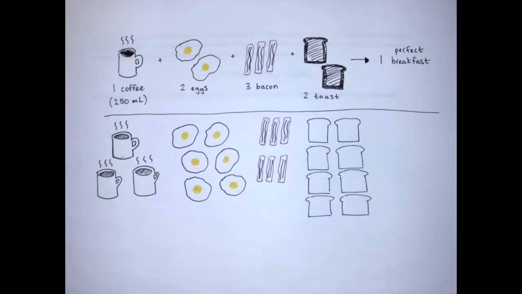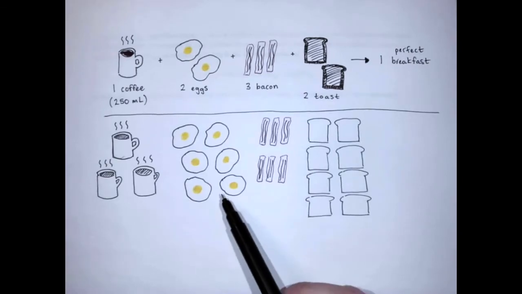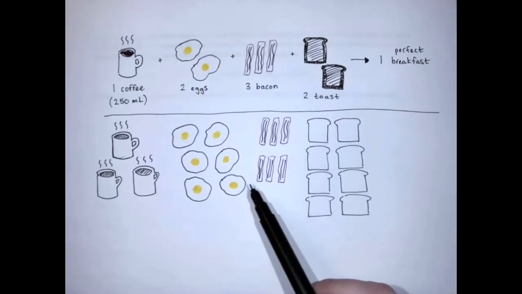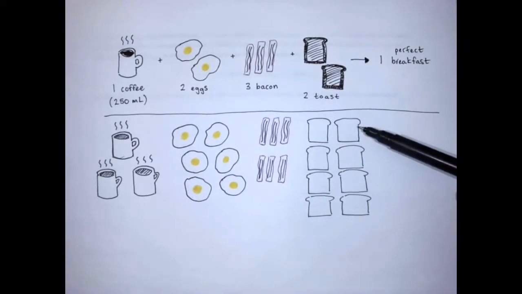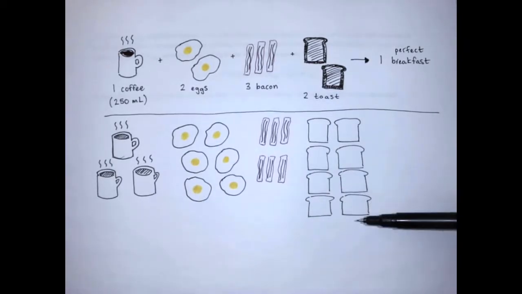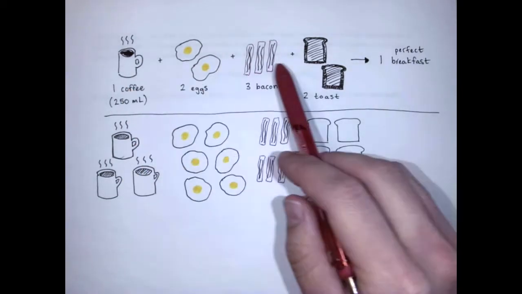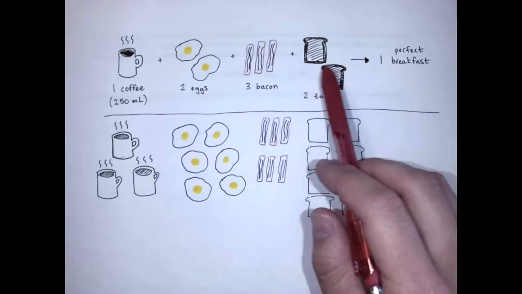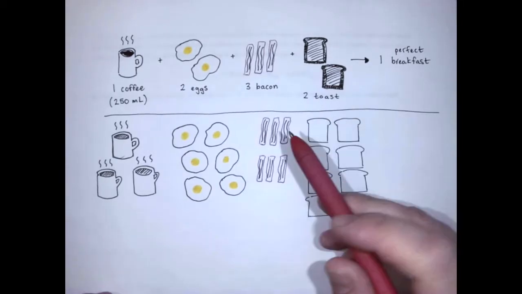So we see that you have enough coffee to make 3 cups of coffee. You've got 6 eggs, 6 pieces of bacon, and 8 pieces of toast. So let's see how many perfect breakfasts you can make. Now we have to take these items and apply them into this equation to make a perfect breakfast. I'm going to outline all of my perfect breakfasts using a different color.